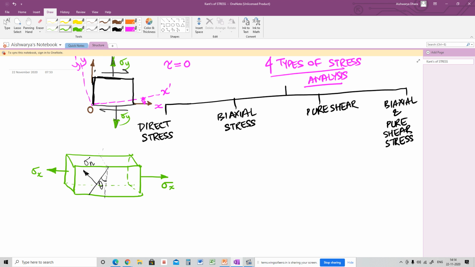if there is another, bidirectional stress? Bidirectional means there will be stresses occurring in two directions, both at the top, positive y, and the negative y. So here we'll write sigma y, here also sigma y, right?